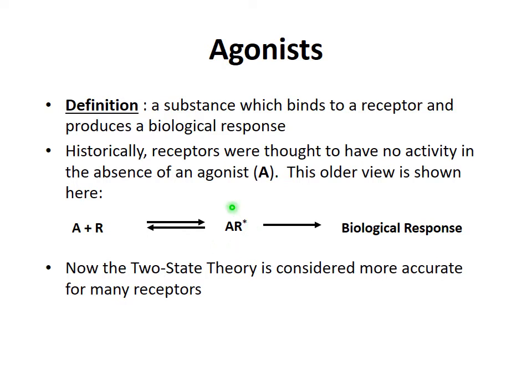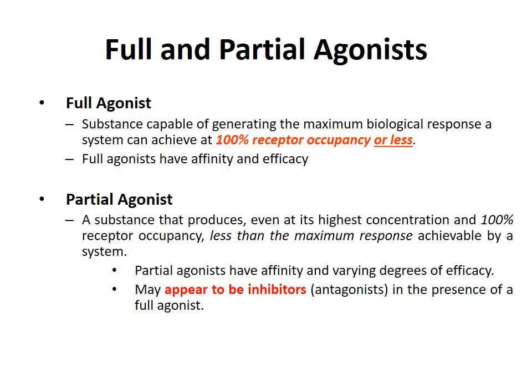The older view is that when you add an agonist to a tissue with a receptor, they start off separated and then they bind and then produce a biological response. Now, what's missing here is the idea that the receptor can become activated without the agonist there. So this is basically somewhat wrong. The agonist doesn't always have to be there to have an active receptor. Okay, so we'll move on, and there are going to be several examples of this two-state theory to hopefully make sense out of it.